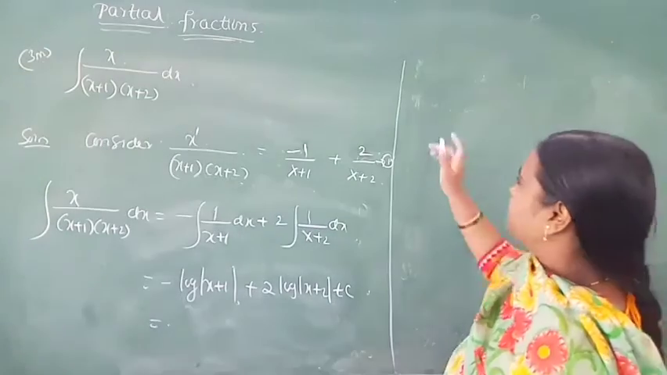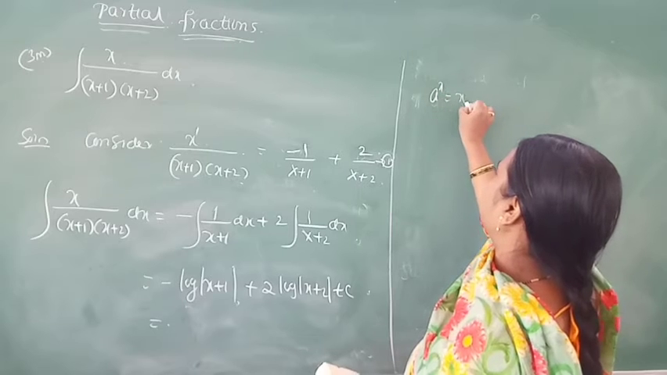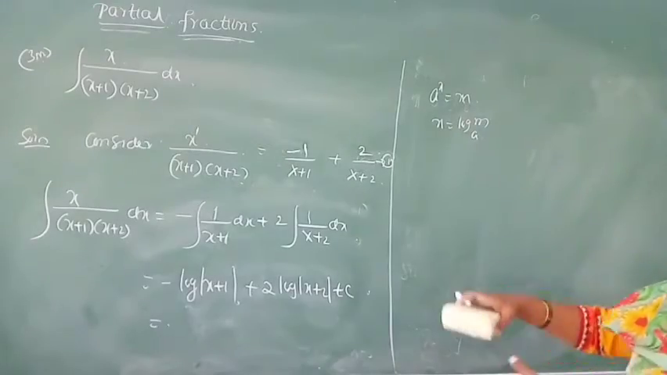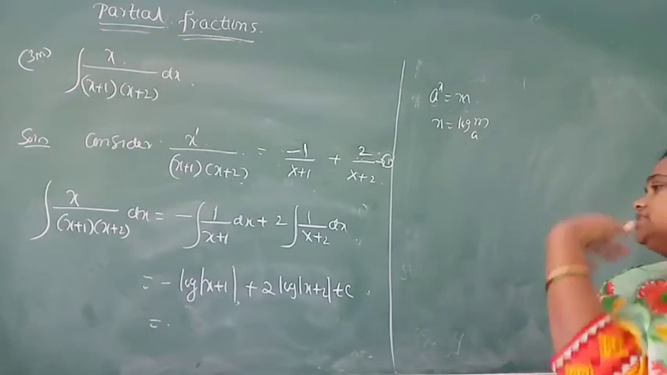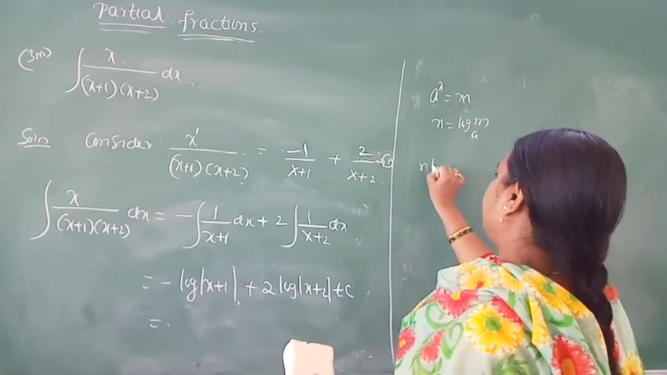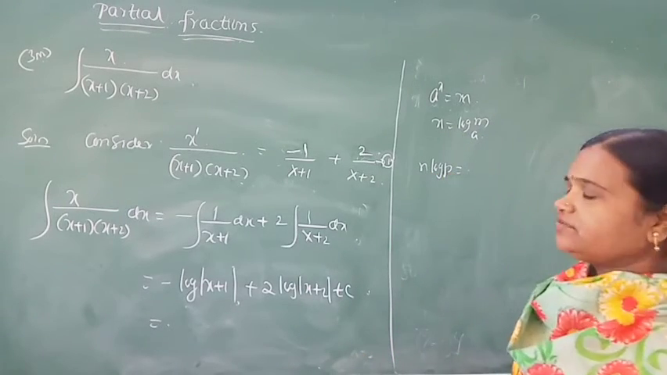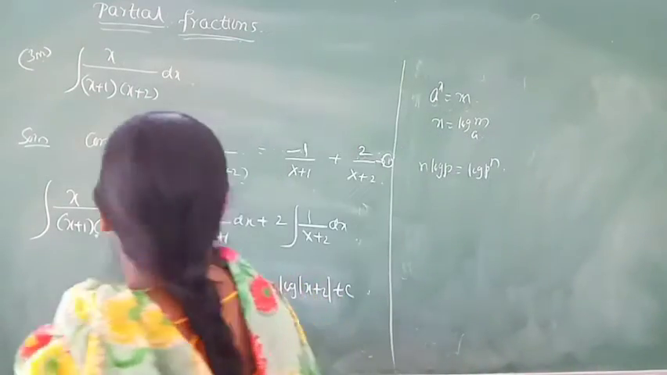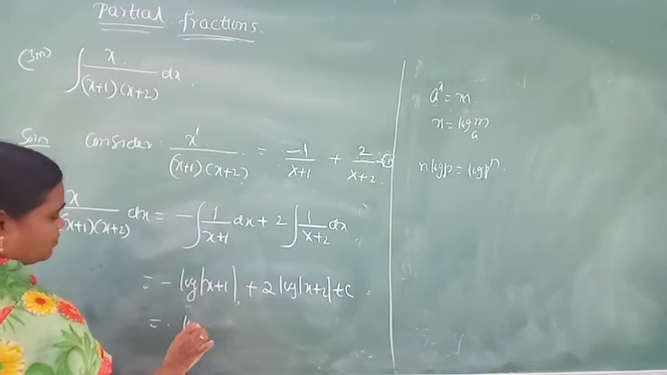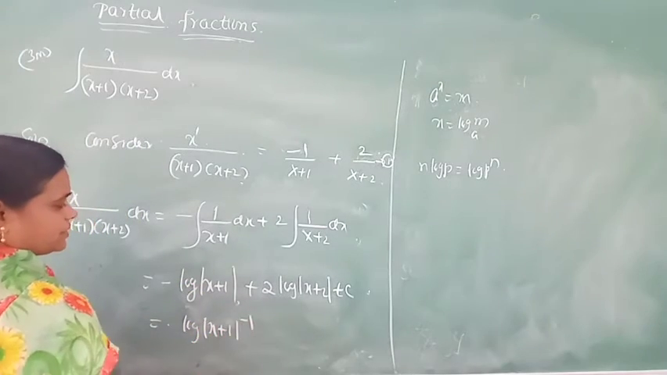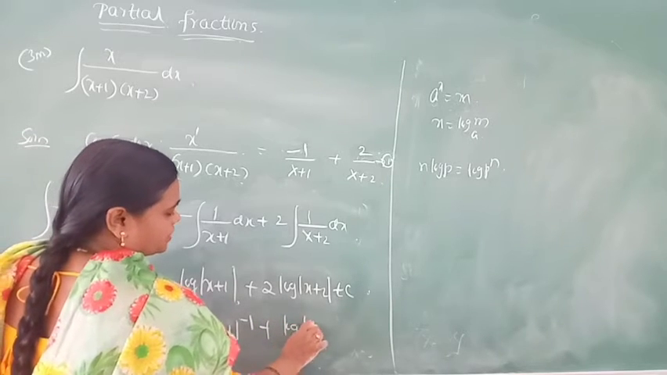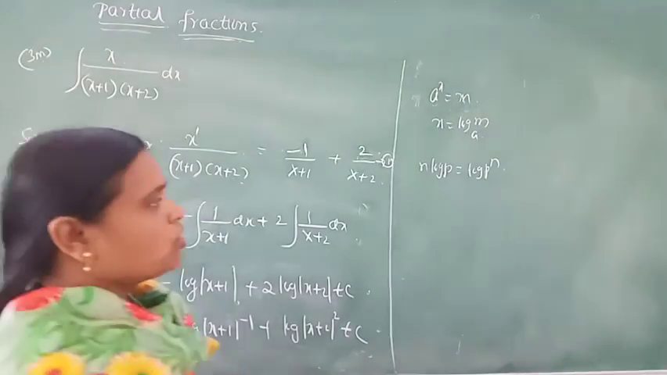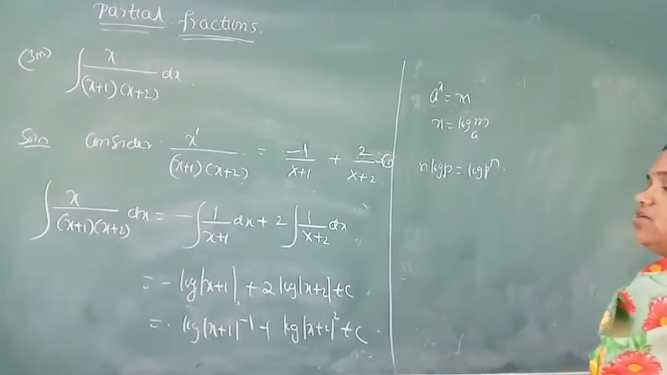According to the theory of indices, we know that a to the power x is equal to m means x is equal to log m to the base a. Logarithm already we have done. Okay. Next, see, if it is n log p, we can write this as log of p to the power n. Here minus is multiplied. Therefore, we can write this as log of x plus 1 to the power minus 1. Here 2 is multiplied, therefore we can write log of x plus 2 whole square, plus c. Using the property that log of p to the power n can be known as n log p.